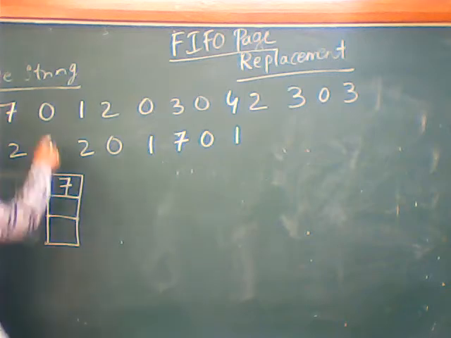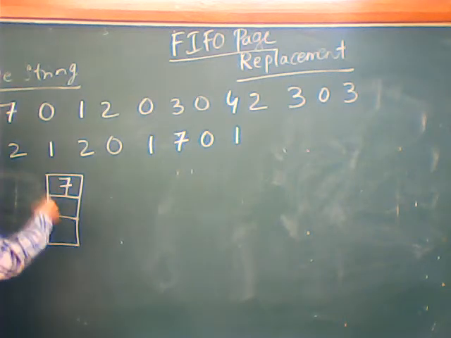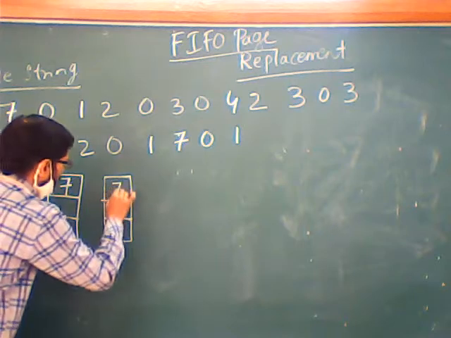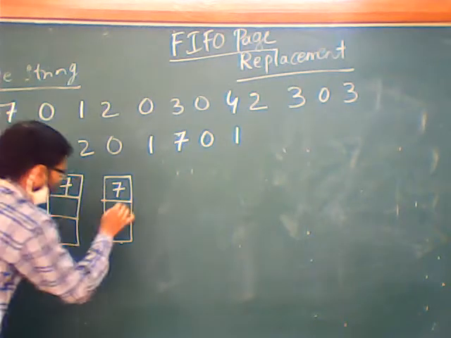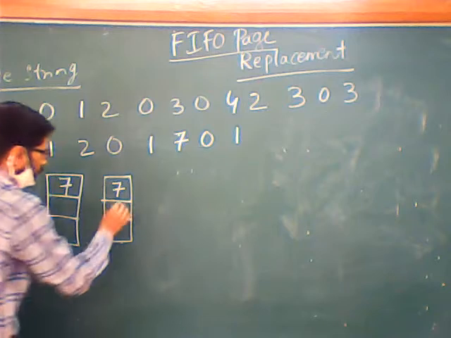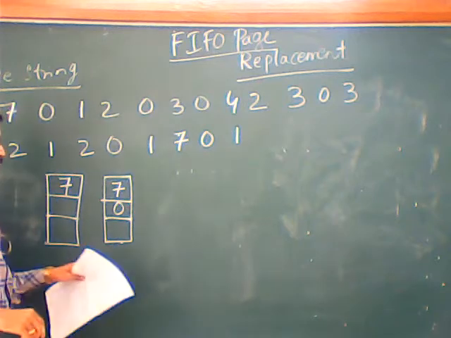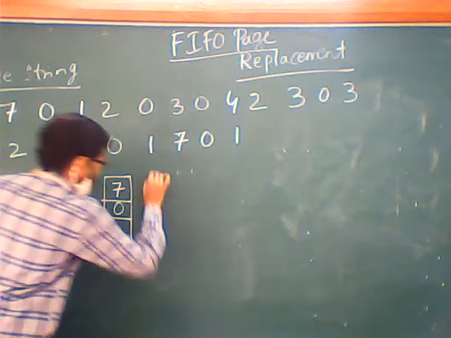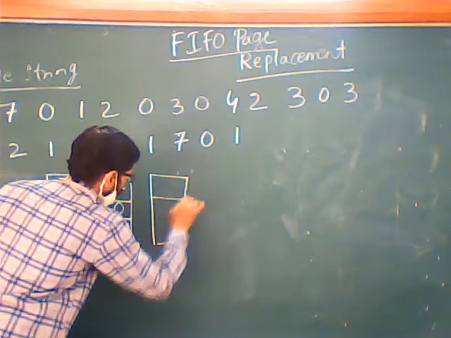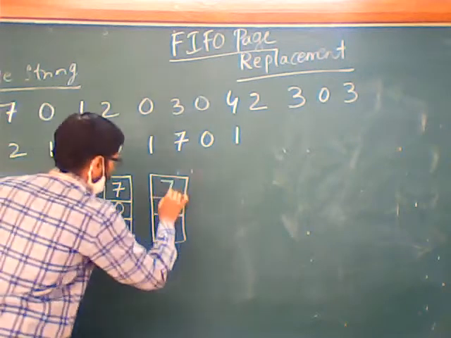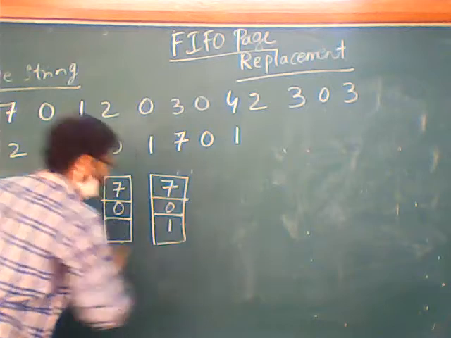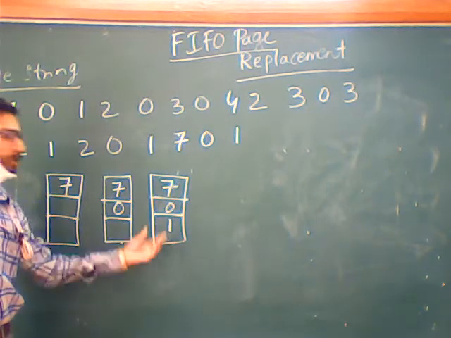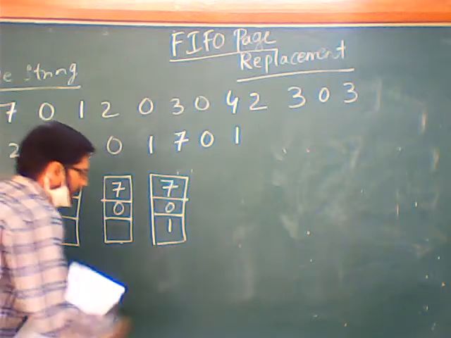Now I need to refer to 0. Is 0 available? No, I need to take it. So I will keep 7 as it is, and then I will put 0. So this is page fault 2. Next, what do I need to refer to? I need to refer to 1. 7 0 1. Now the frame is full. The entire size has been occupied.